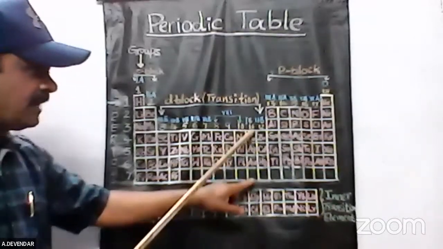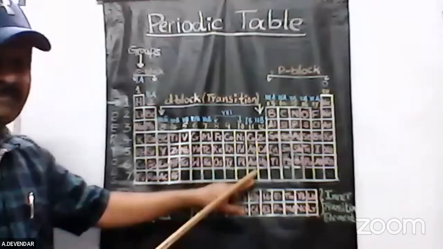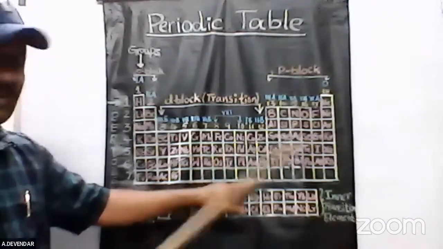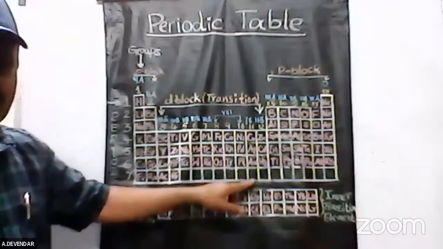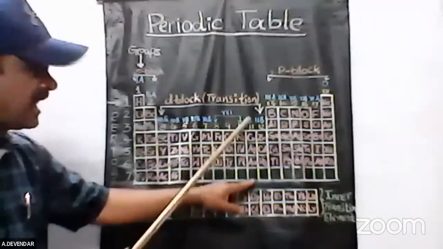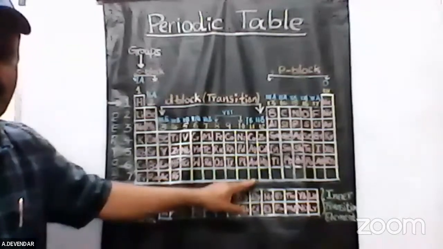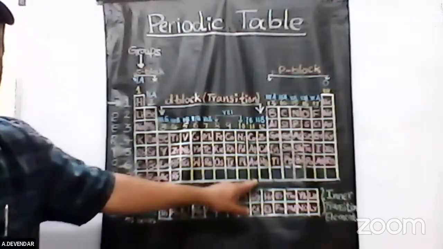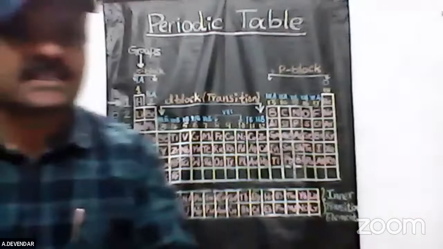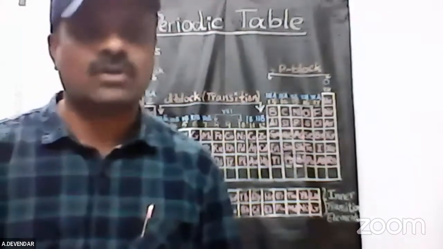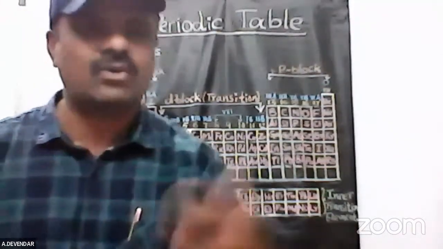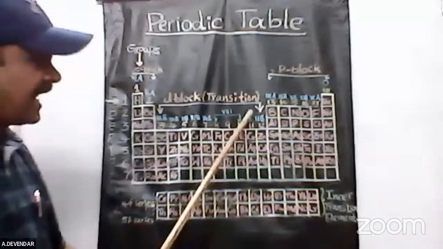But the first group elements are copper, silver, aurum. Copper is precious, silver is precious, and also aurum, that is gold, is precious. These are nothing but coinage elements. Why are the first B group elements called coinage metals? Because they are used for making coins: copper coins, silver coins, gold coins. So this is called coinage metals.